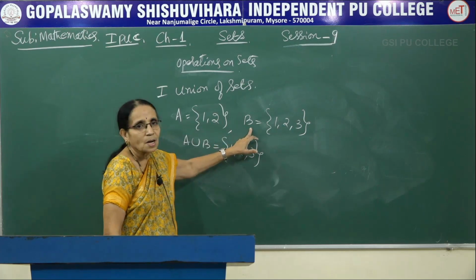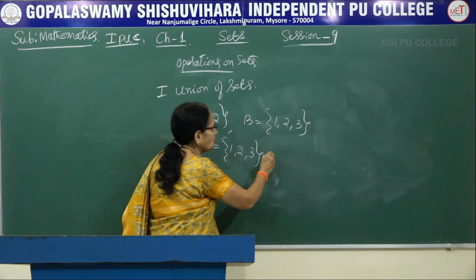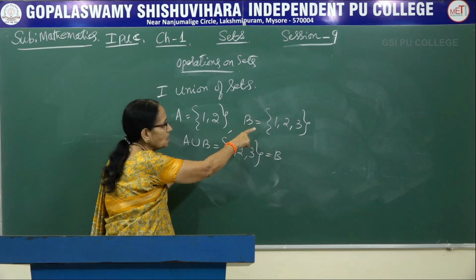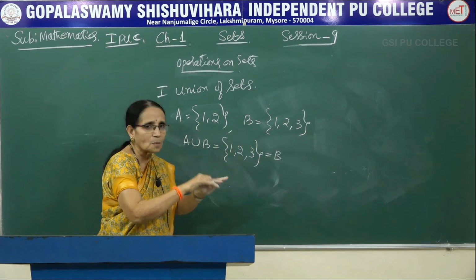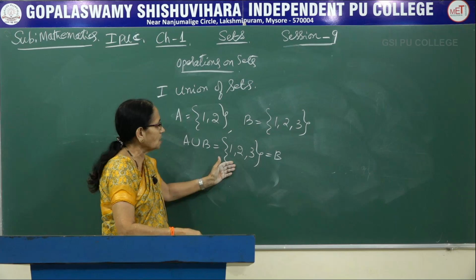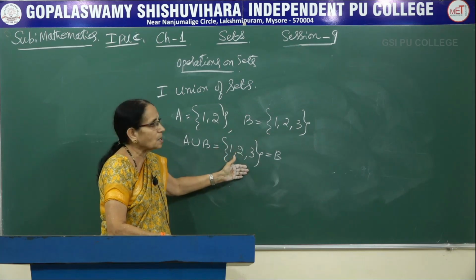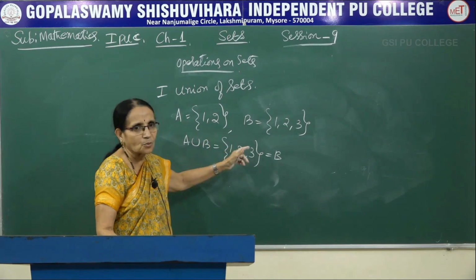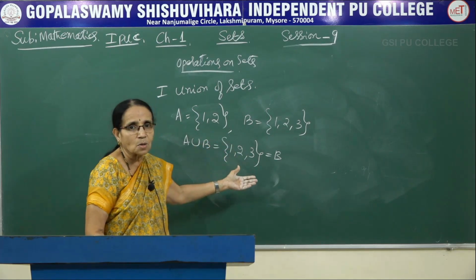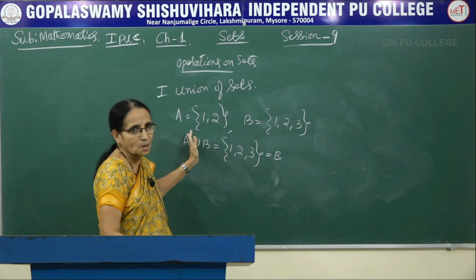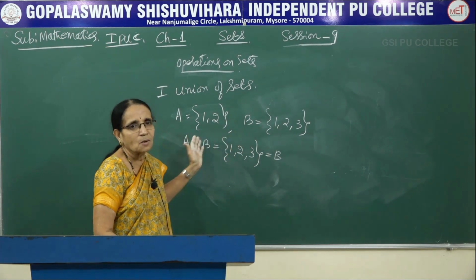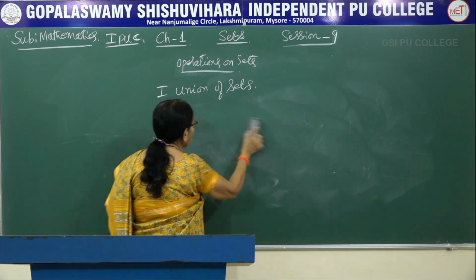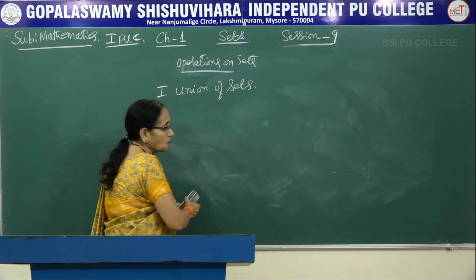And what is this one? It is nothing but the set B itself, isn't it? Why it has happened is, you observe A is a subset of B. A is already present in that one. When you take the union, automatically we are getting the bigger set. So that can be denoted as B here. So if A is a subset of B, A union B will be equal to B itself. Or if B is a subset of A, then A union B will be equal to A. These are the different types of examples with the help of which we can find the union.